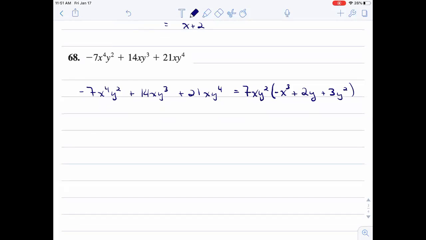You can check this, make sure you got the right answer. If you just expand this, it should end up being that answer. And so if you're factoring, it's always a good idea to just check to make sure that you got the right answer, because if you expand this out, you should get this, where you started.